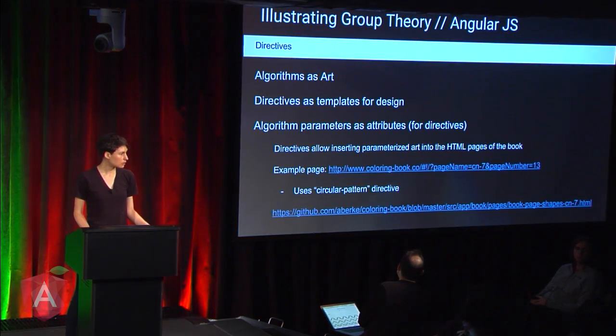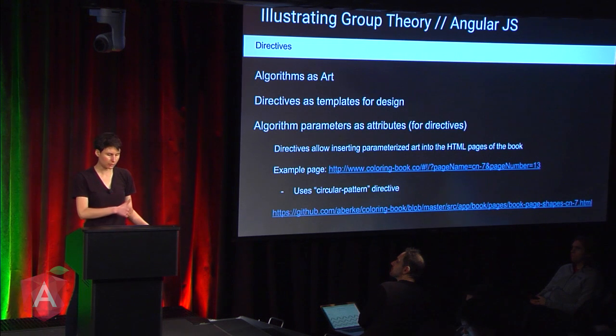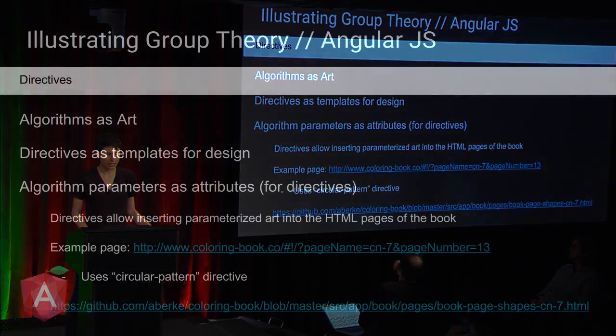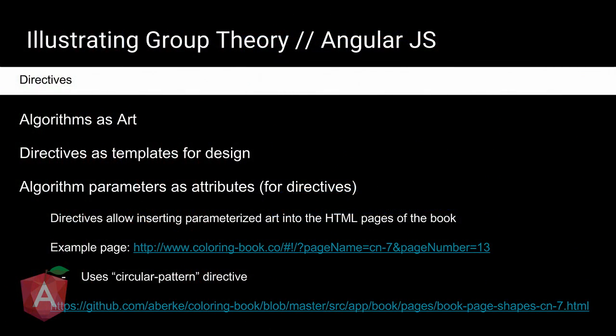Are we technically looking at SVG animations or just snapshots of SVG? You're technically looking at SVG animations that have been generated on the fly. Going about creating this, I was looking at algorithms as art and directives as templates for designing this art, and algorithm parameters as attributes for these directives. And using directives allowed me to quickly insert parameterized art onto the HTML pages of this book.